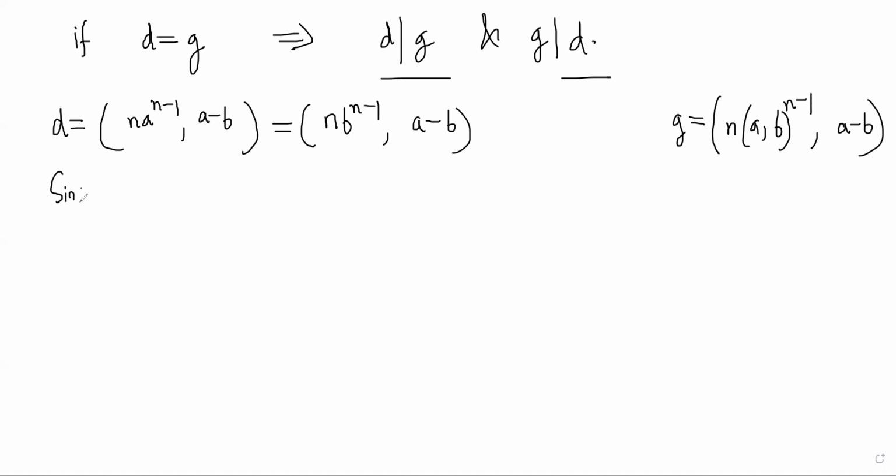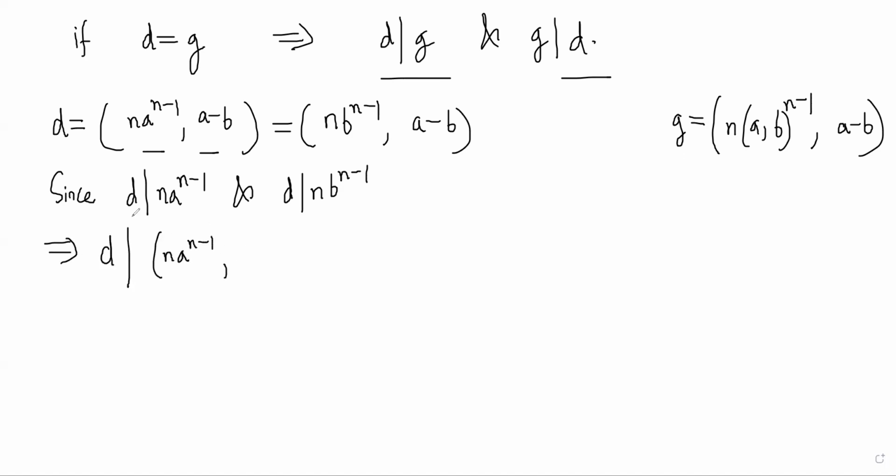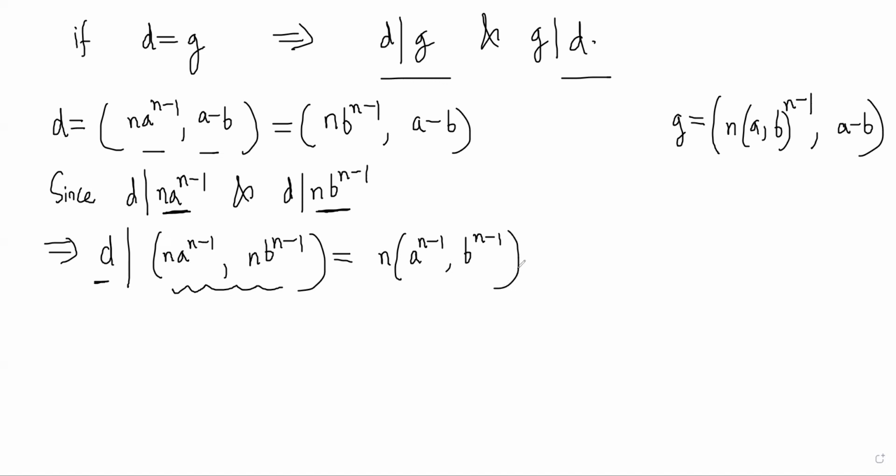So we'll start by doing one side. Since d is the GCD of these two numbers, we know d divides n a power n minus 1 and d divides n b power n minus 1. So it follows that d should divide the GCD of these two numbers, because d is a common factor for them. Now this is equal to, n can be taken common, the GCD of a power n minus 1 and b power n minus 1, which is basically n times GCD of a and b, to the power n minus 1. These are standard properties of GCD, right?